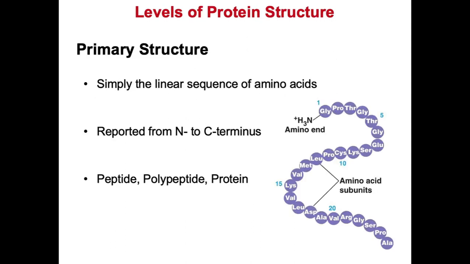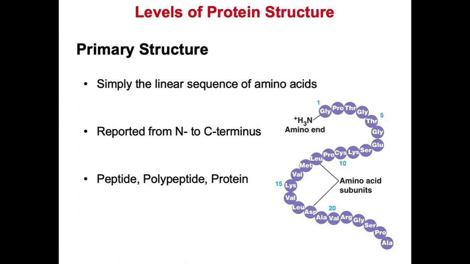So the first one is quite obviously called the primary structure, and this is simply the sequence of amino acids. So we can see from the amino end the different types of amino acid. We have glycine, proline, threonine, glycine, and this is termed the primary structure, and it's just this sequence of amino acids. It's usually reported from the N-terminus to the C-terminus.